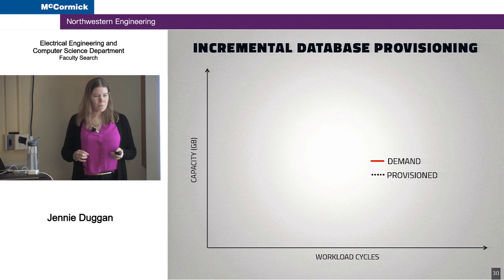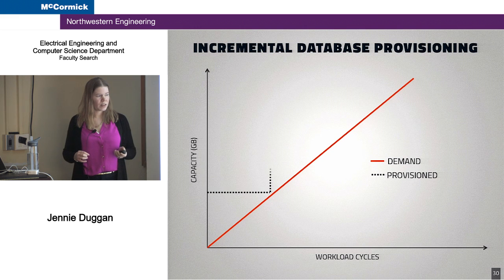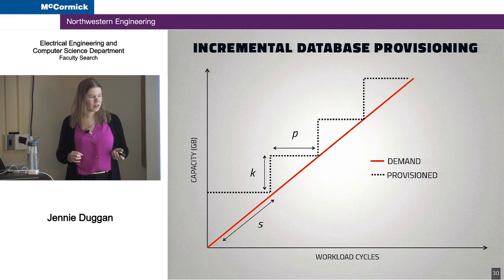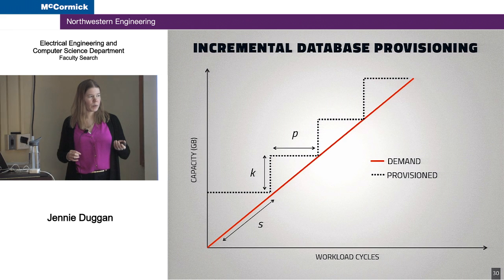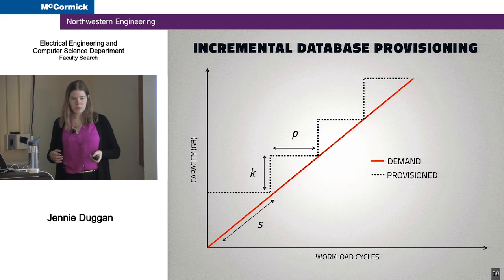So the number of nodes is not a constant. It is calculated based on some statistics. Yes, the number of nodes is calculated by taking the slope of this curve and then multiplying it by p, the number of workload cycles that we want to provision for.